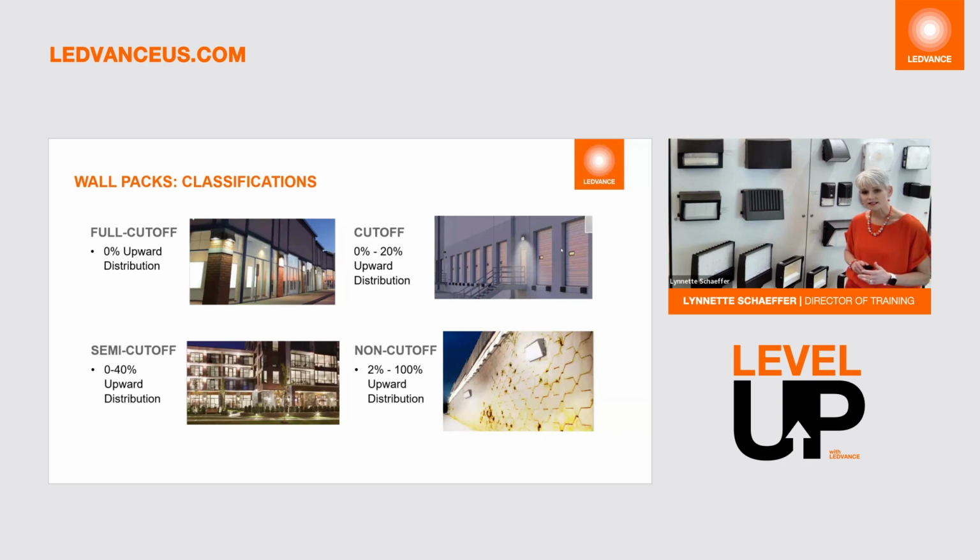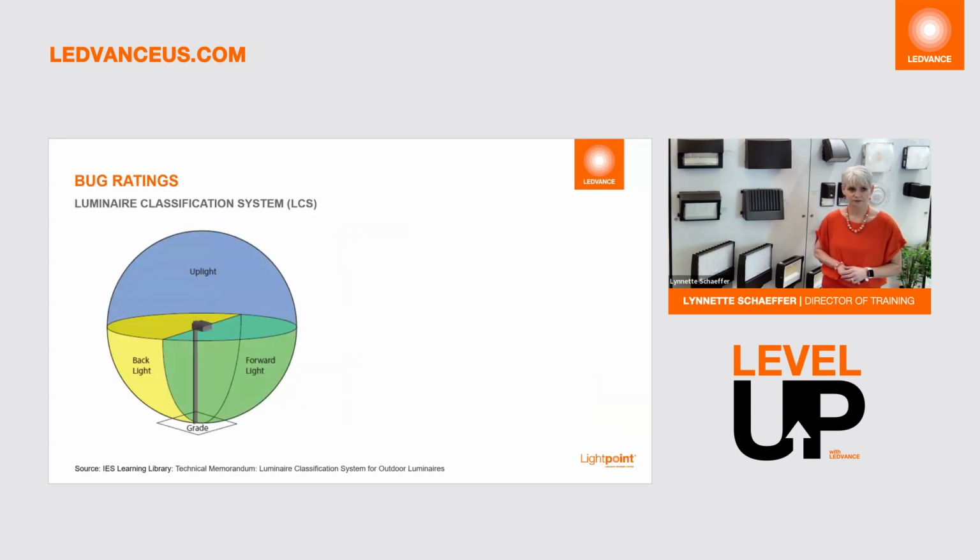For simplicity purposes, most manufacturers like LEDVANCE now classify them as cutoff and non-cutoff, especially since the 2009 BUG ratings were developed and introduced, which is a way better way to determine light distribution. So the luminaire classification system, which is LCS, defines distribution of light from a luminaire with 3 primary solid angles: forward throw, backlight, and uplight. All of these put together basically equals the BUG rating, which stands for backlight, uplight, and glare.